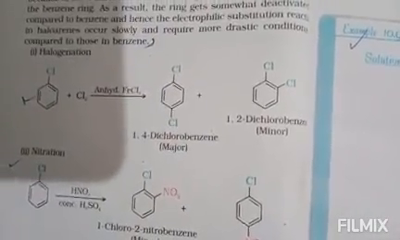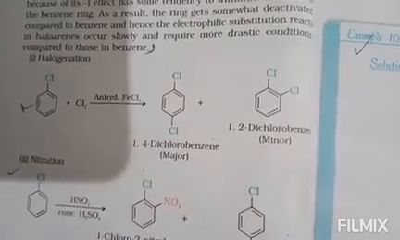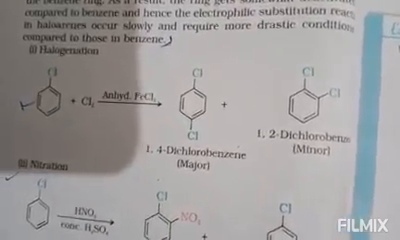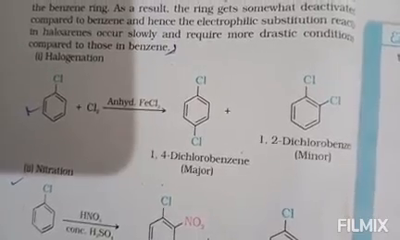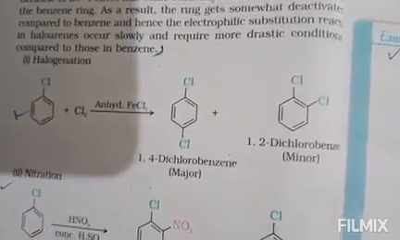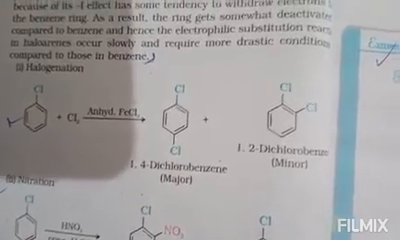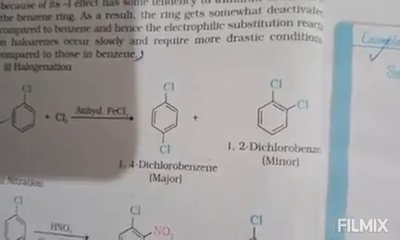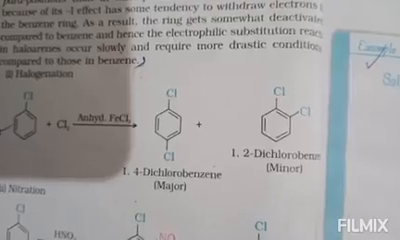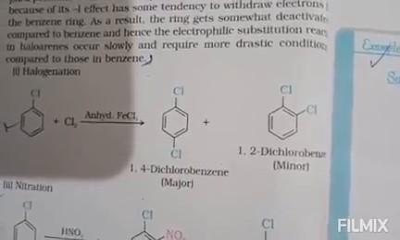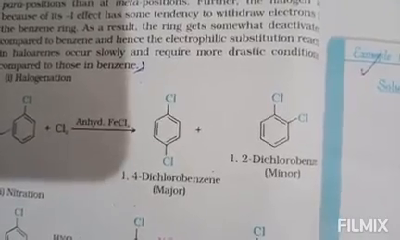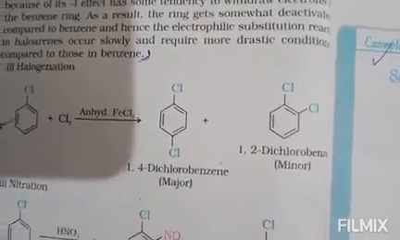Halogenation means addition of a halogen, that we call a halogenation reaction. So chlorobenzene plus chlorine in the presence of anhydrous ferric chloride, then you will get 1,4-dichlorobenzene as a major product and 1,2-dichlorobenzene as a minor product. Why is para the major product? Because in para the electron distribution is more, so electrophilic attack is easy in this high electron density area, that is the para position. So para products are more here.